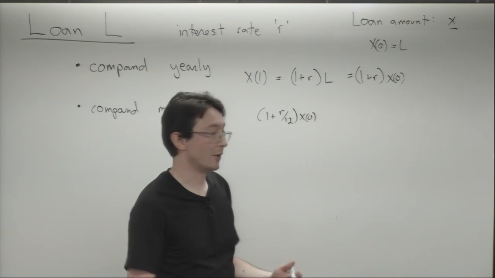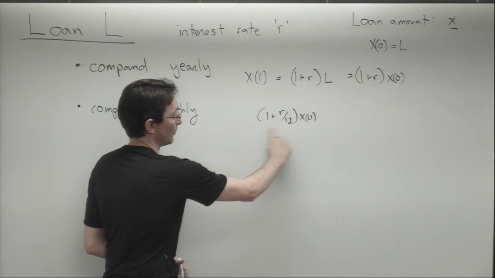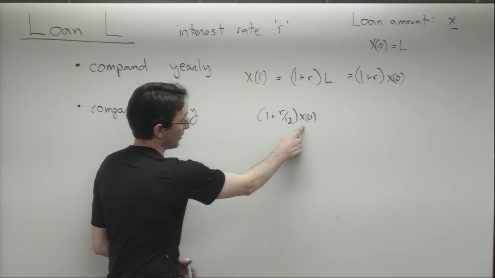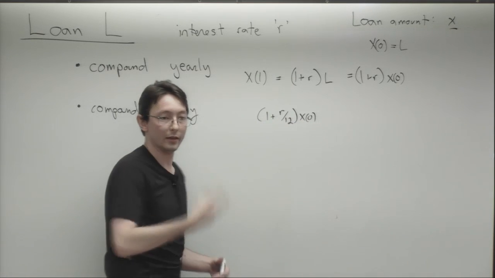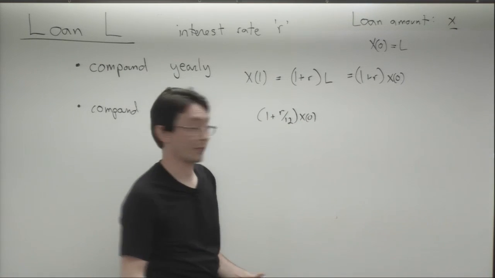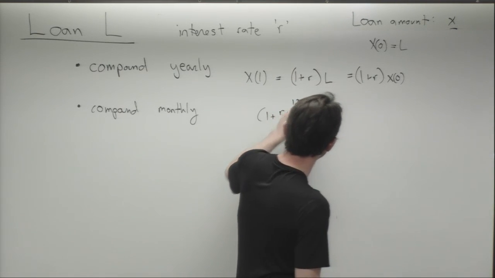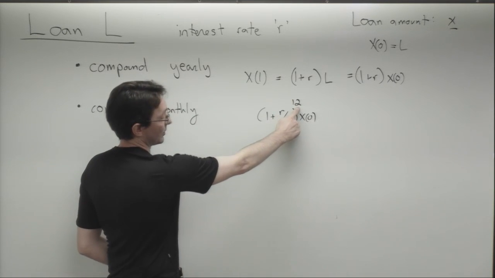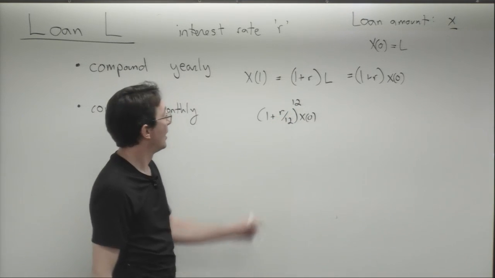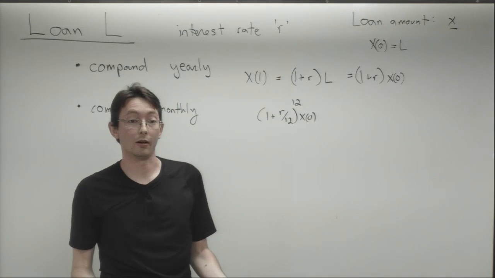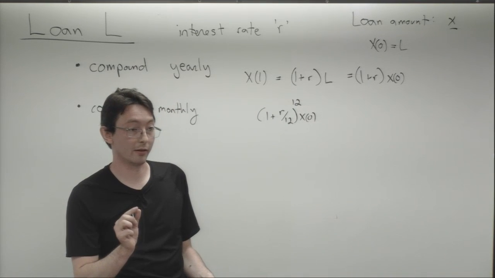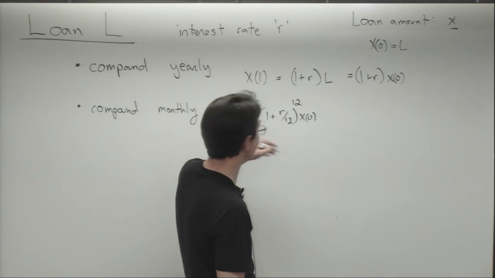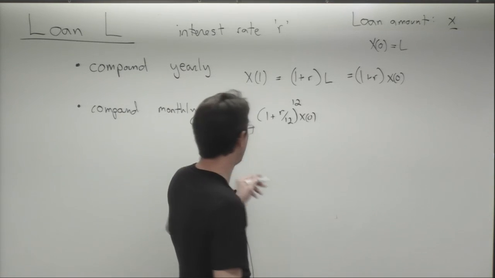But now in the second month, I'm paying that rate on my original loan amount plus the interest I've accrued in the first month. Okay, so I do that over 12 months, and I get this nasty expression 1 plus r over 12 to the 12th power. Okay, and this is a little bit bigger than r. It's not much, but it's a little bit bigger than r. You can use the same formula we used for the power law.